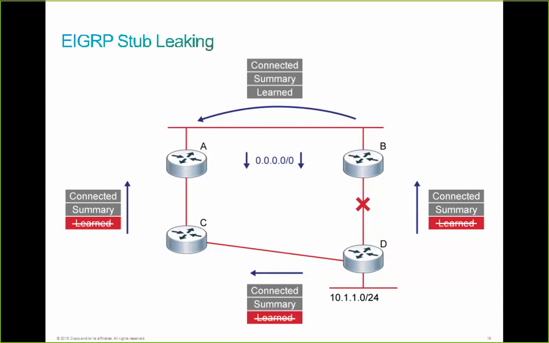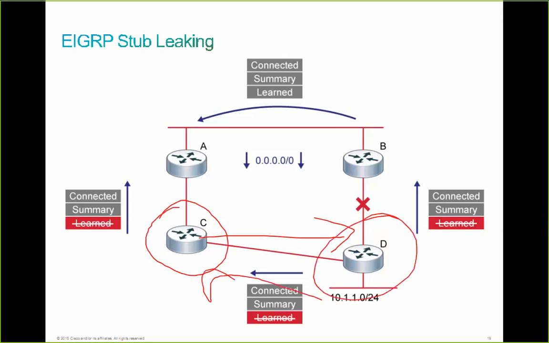C and D are spokes. Okay, so C will be sending the summary and connected to another spoke. Yes, C will send its connected and summary over to D, and D will send its connected and summary over to C. Well, what kind of configuration is this? The spoke only sends to the hub, right? You could, of course, with tweaking, but the spoke will only send to the hub in terms of summarization and connected routes.